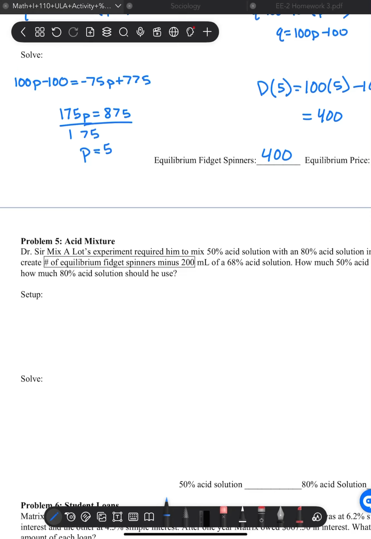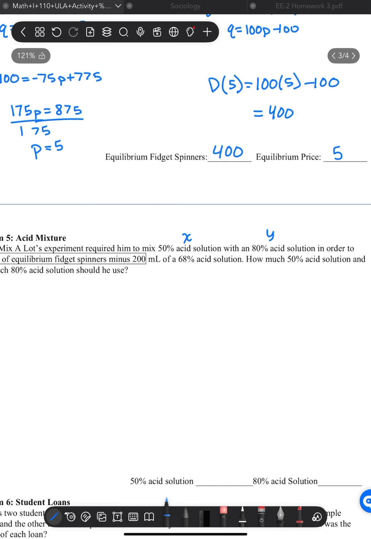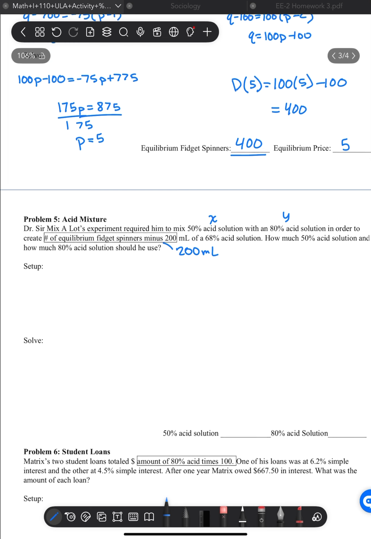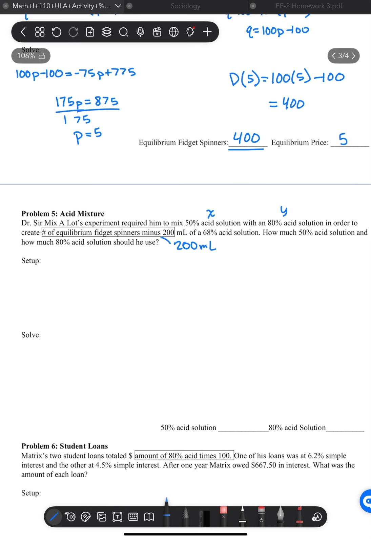Number 5. Dr. Sir Mix-a-Lot's experiment required him to mix a 50% acid solution. We're going to make this our x, and our 80% acid solution our y. To create 200 milliliters of a 68% acid solution, how much 50% acid solution and how much of 80%?